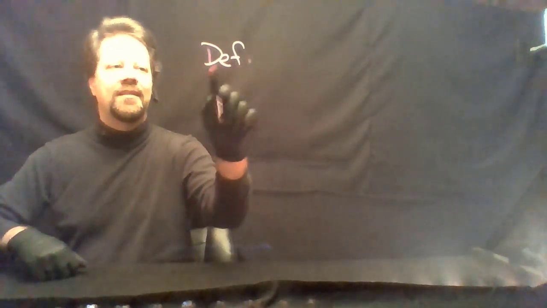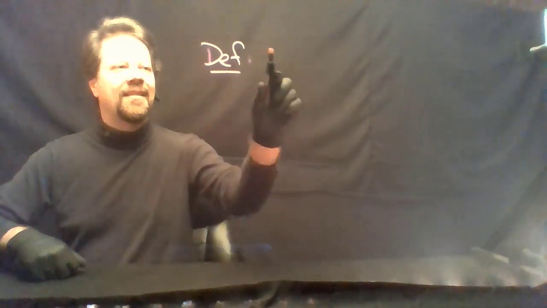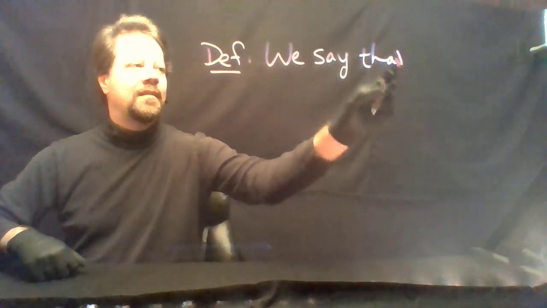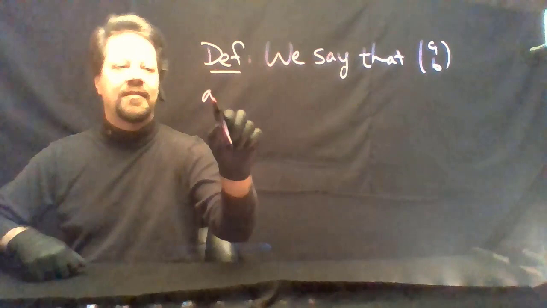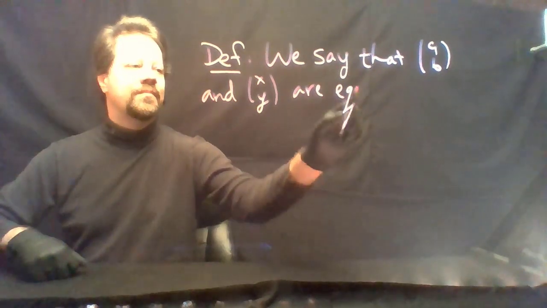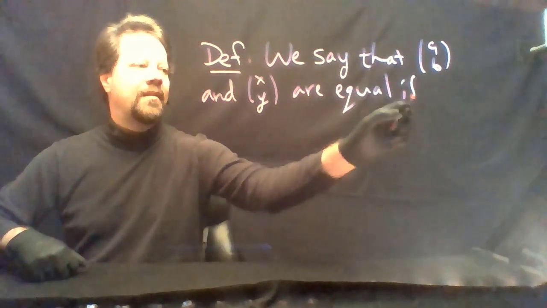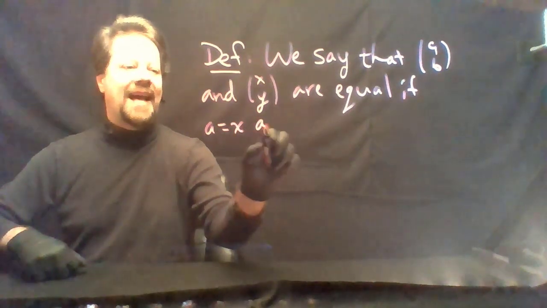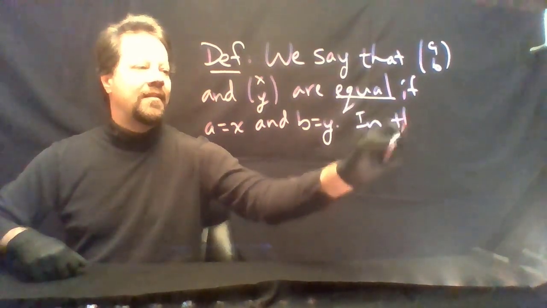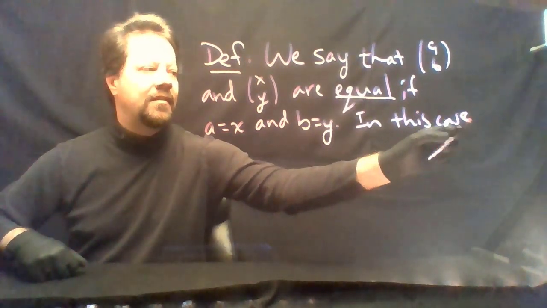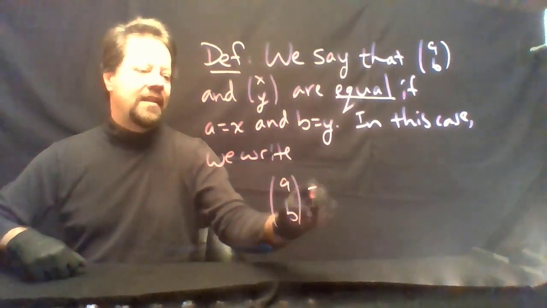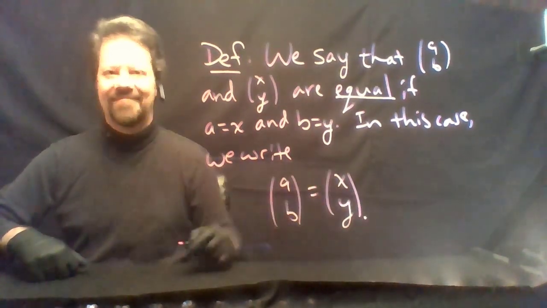What do we mean to say that two vectors are equal? We say that AB and XY are equal if A equals X and B equals Y. In this case, we write AB equals XY. Go figure.